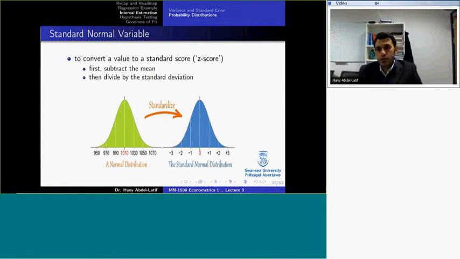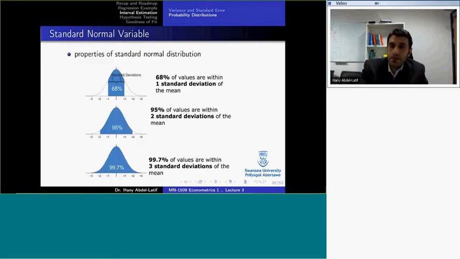Just to explain, what we did here is turn the normal distribution into a standard normal distribution. Just notice the mean here. If you subtract the mean, for example 1010 minus 1010, this converts it to 0. So the mean will be 0 and the variance will be 1. So why do we need to do that?